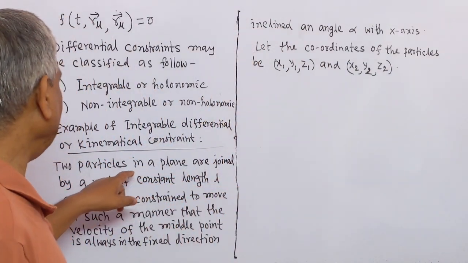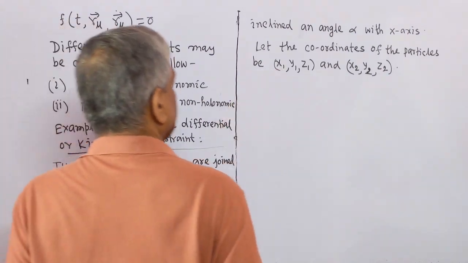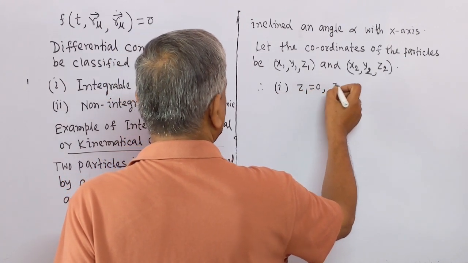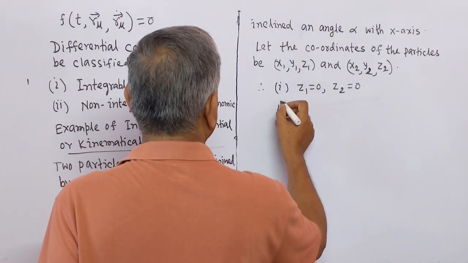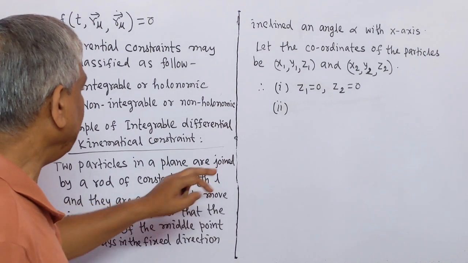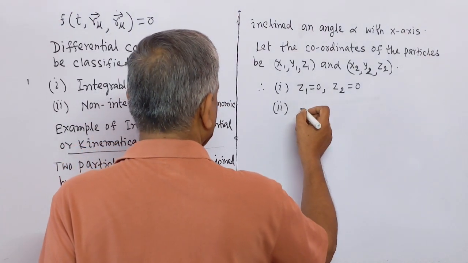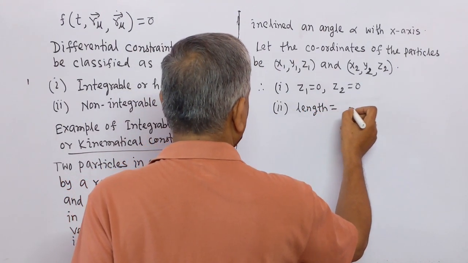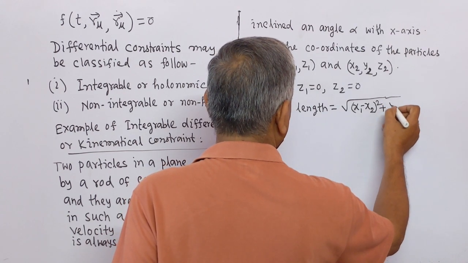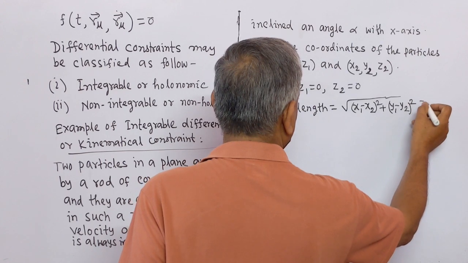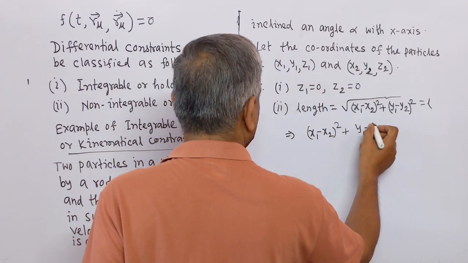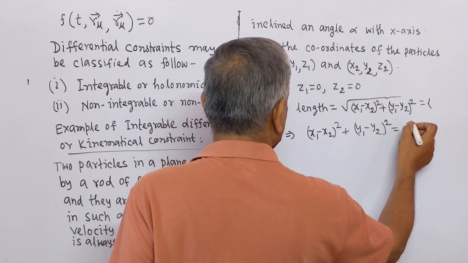Since the particles are in a plane, let the particles move in the xy plane. Therefore, number 1, z1 equal to 0, z2 equal to 0. Number 2, the particles are joined by a rod of constant length L. So we get length equal to square root of (x1 minus x2) whole square plus (y1 minus y2) whole square equal to L, which implies (x1 minus x2) whole square plus (y1 minus y2) whole square equal to L square.